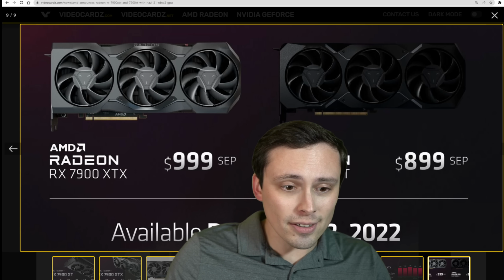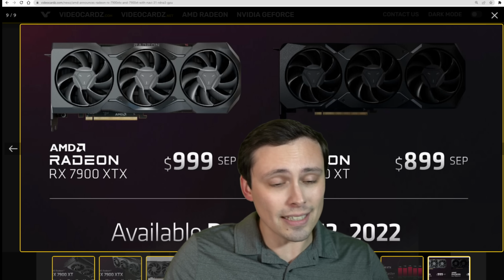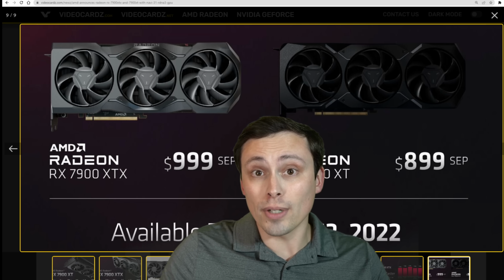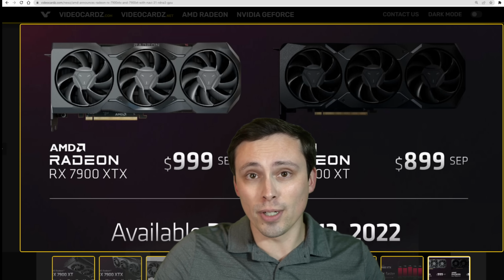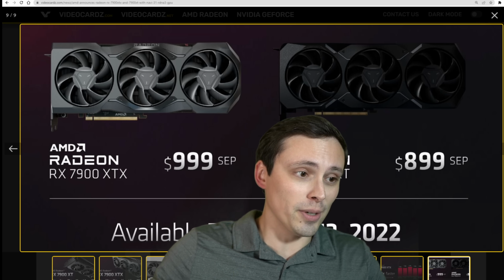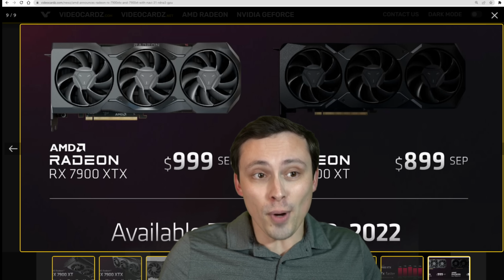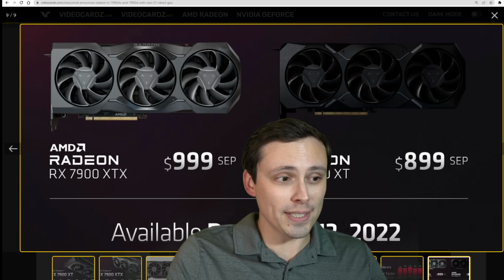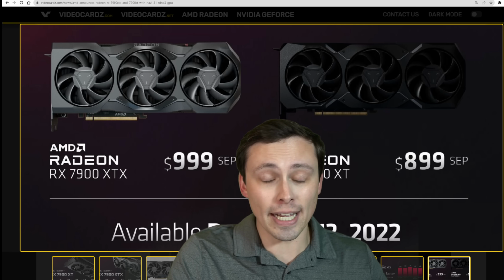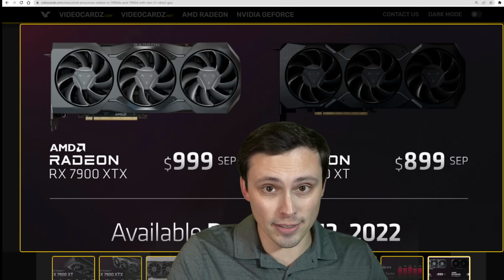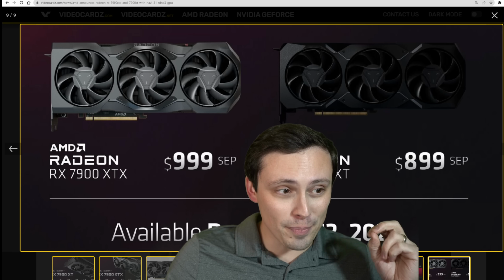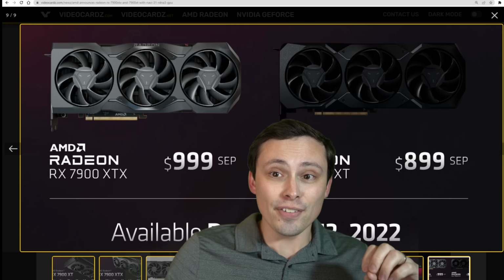Now, if we focus in on the 7900 XTX at $1,000, okay, is that a good deal? Should you try to rush out and buy one tomorrow morning? If you're watching this at the time of filming, these will go on sale tomorrow morning. Well, that really depends on you and your specific circumstances, because here's the thing, everybody's going to do different things with their graphics cards.